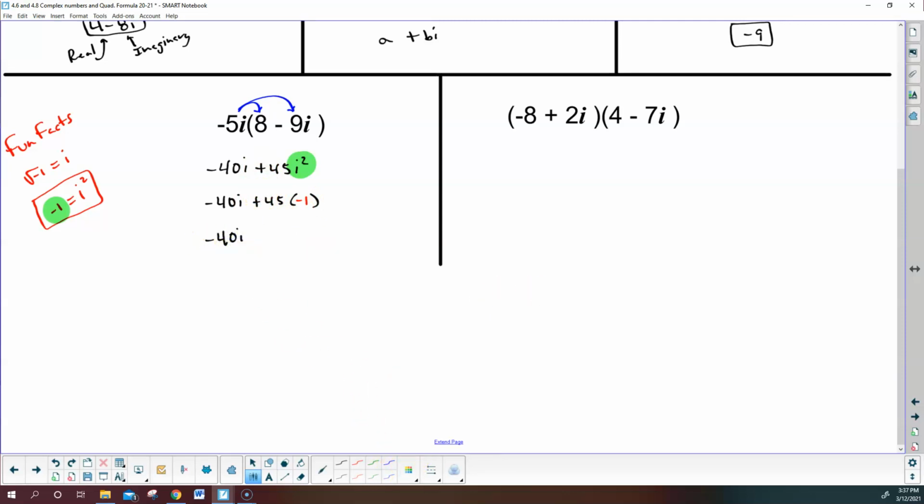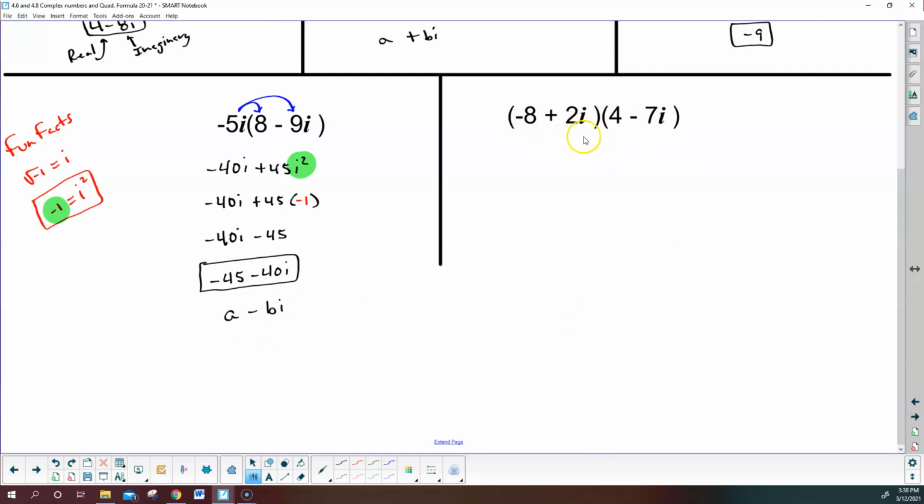Now I'm showing a lot of work here. You probably might not show this work, but 45 times negative 1 is minus 45. I think if we were checking our answer in a textbook or on Delta Math, they would put the real portion first. And notice that this negative belongs to the 45 and this negative belongs to the 40i. So they would probably rewrite your answer like this. If you had it this way with the i part first, it's still correct. They just want it as the real portion plus or minus the imaginary portion.